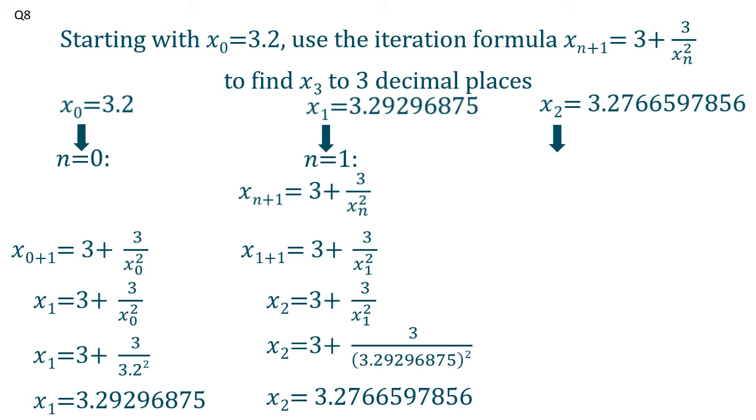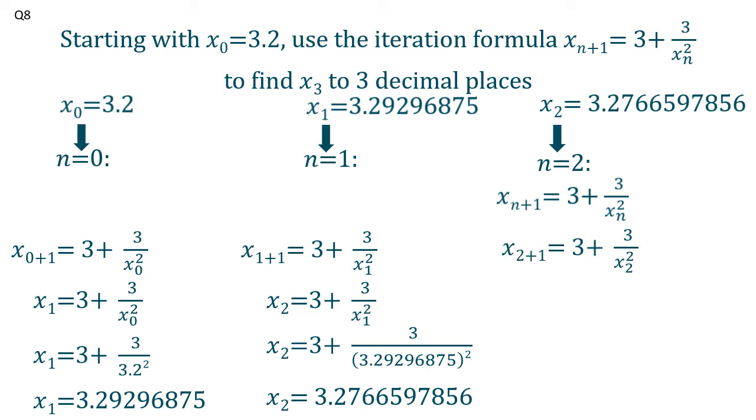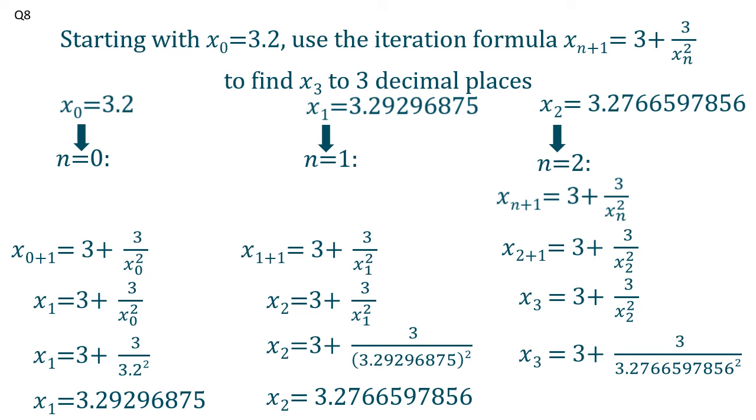Starting again with x2 equals 3.276659786, we now use n equals 2. Substitute all the n's for 2 in the iteration formula. We know 2 plus 1 equals 3, so we can see we are calculating x3. We've already found that x2 equals 3.276659786, so we can substitute that in. Putting this into a calculator, we get x3 equals 3.279 to 3 decimal places.